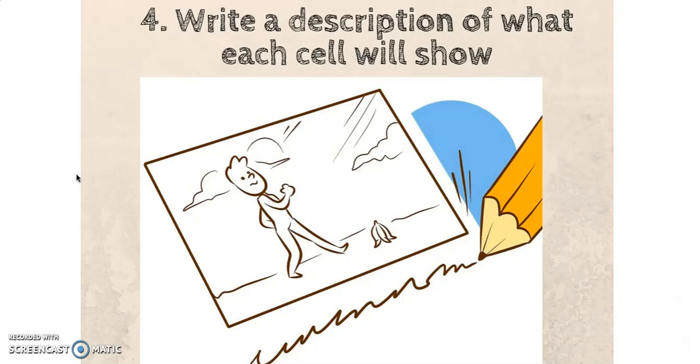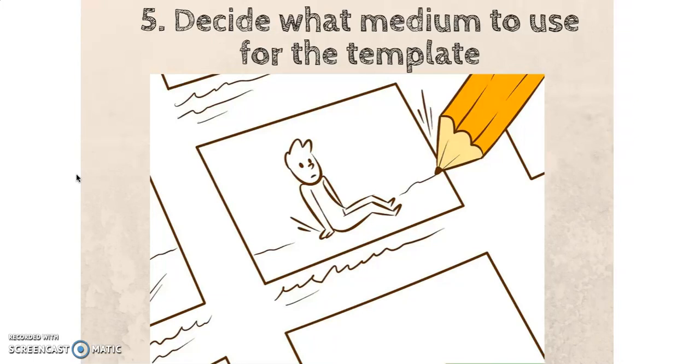Alright, the next thing you have to do is to write the description of what each cell will show. So this will help you to determine what exactly to draw on your storyboard. The next thing is you have to decide what medium to use for the template. You can draw your storyboard by hand, but the setup should look similar to that of a comic book strip.